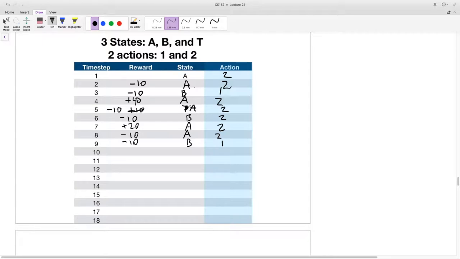1. Plus 40 in state A. Minus 10 in state B. Plus 40 in state A. Minus 10 in state B. Plus 40 in state A. We're only doing as far as 18 here, so I'm not going to keep going until we terminate. Minus 10 in state B.